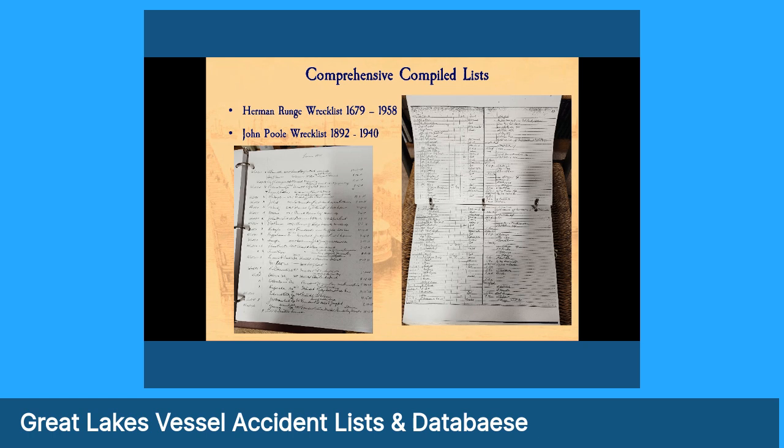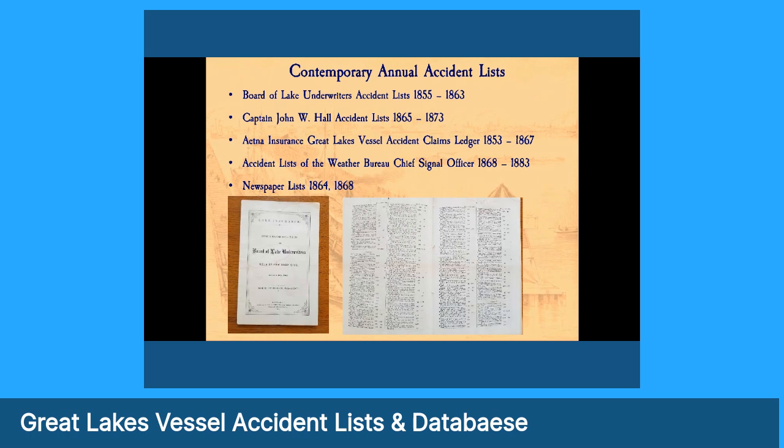So these have never been transcribed or compiled. They would be an excellent resource to do so with. But probably the most famous wreck lists and the most interesting and most important are these on this page. And these are the real reason I created my database. The big one is the Board of Lake Underwriters accident lists from 1855 to 1863. The picture here is my own original copy of the 1863. I've only ever seen this one original copy. I think they have the others. I have copies of them from Bowling Green. They were collected by Richard Wright, the maritime historian.